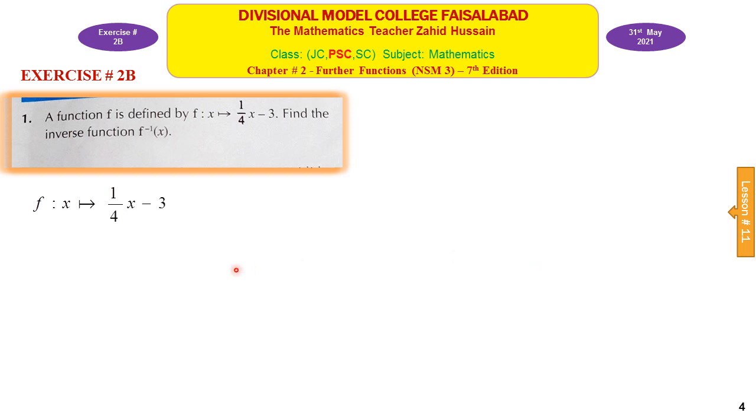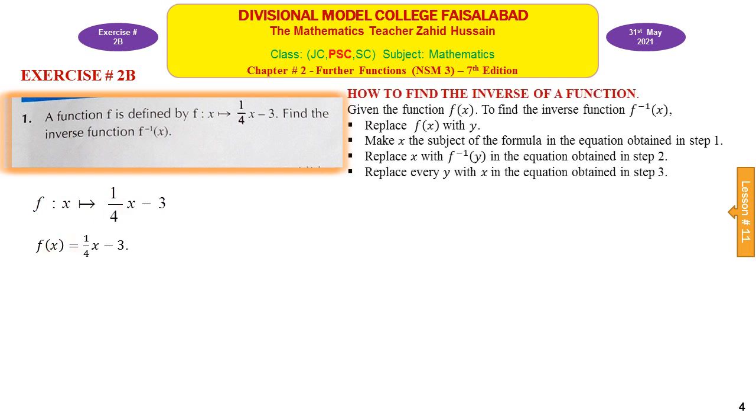In question number 1, this is the function which is given and you are asked to find the inverse of this function. As we have just studied, we will write the function in this form and we will use these 4 steps to find the inverse. We will first replace f of x by y and then we will make x the subject. We will transfer minus 3 from right hand side to left hand side. We get y plus 3 equal to 1 over 4x, and the left hand side will be multiplied by 4: 4 into y plus 3 is equal to x, so x is equal to 4 into y plus 3.